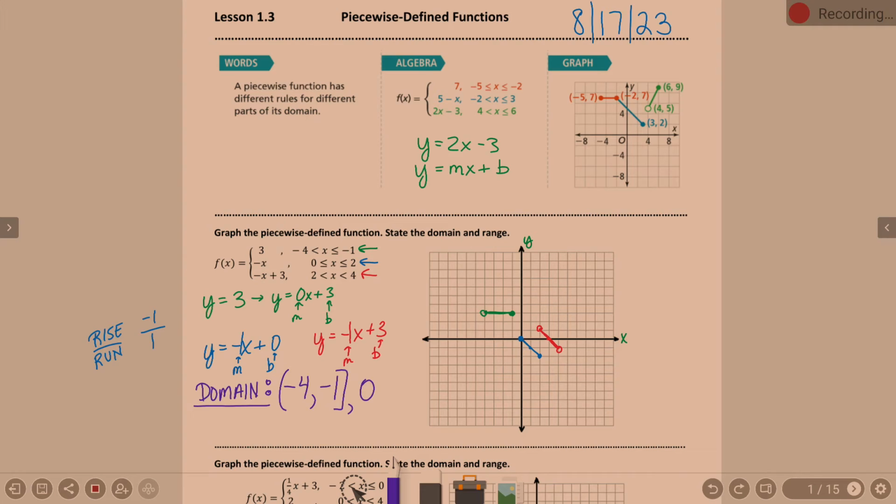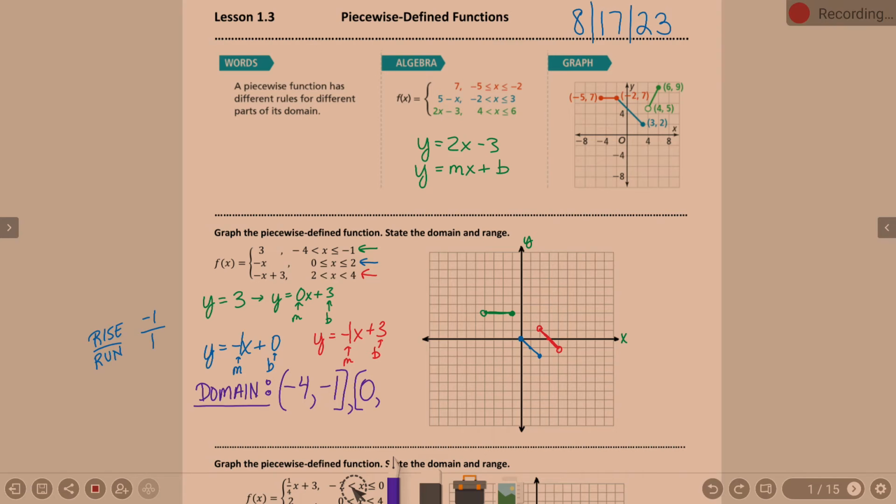Am I going to use a parenthesis or a bracket with that 0? Bracket. It's a filled in dot, yes. So I'm using a bracket. Okay, now we keep going right.